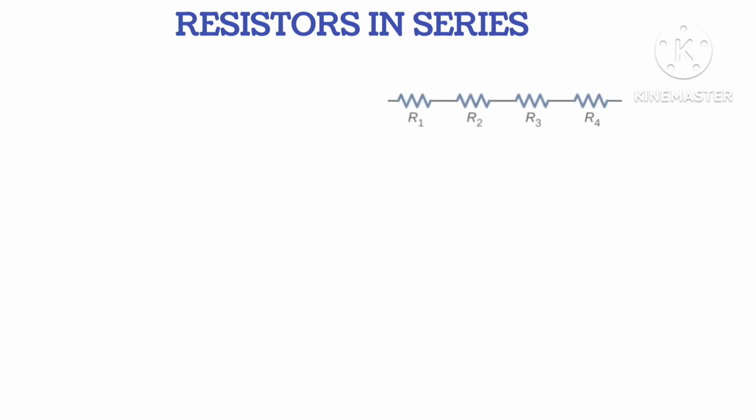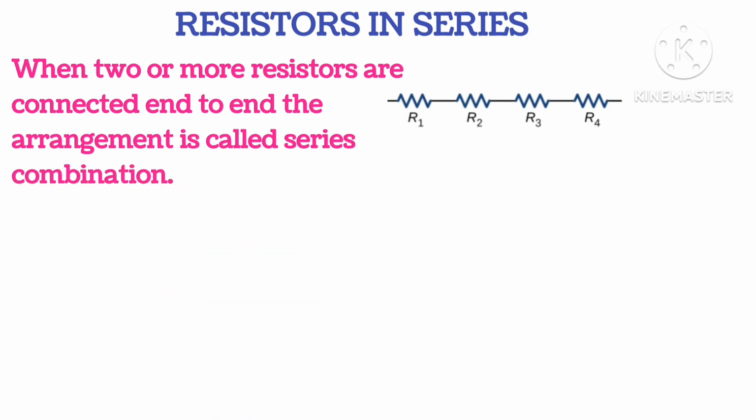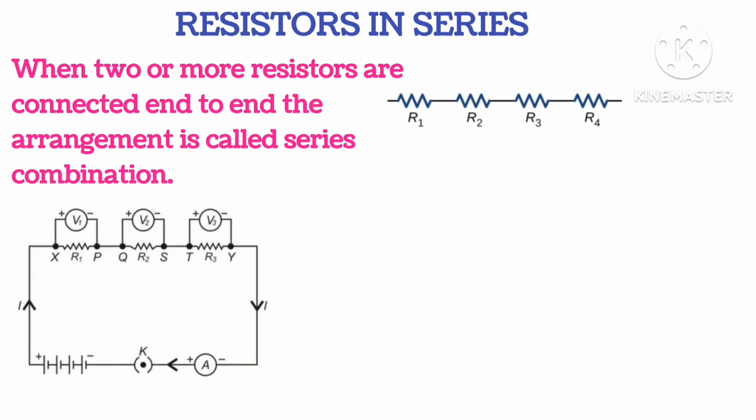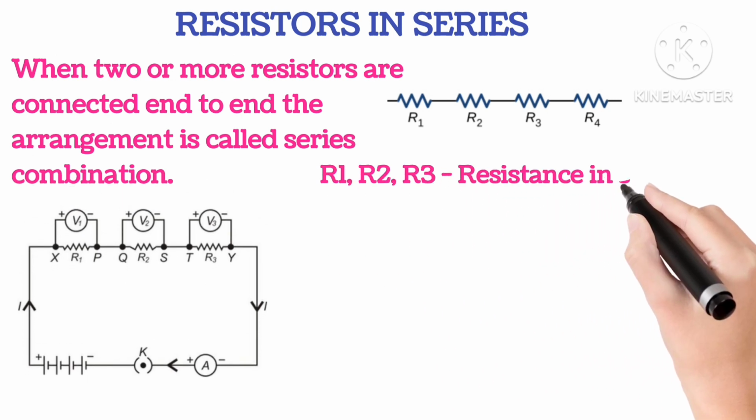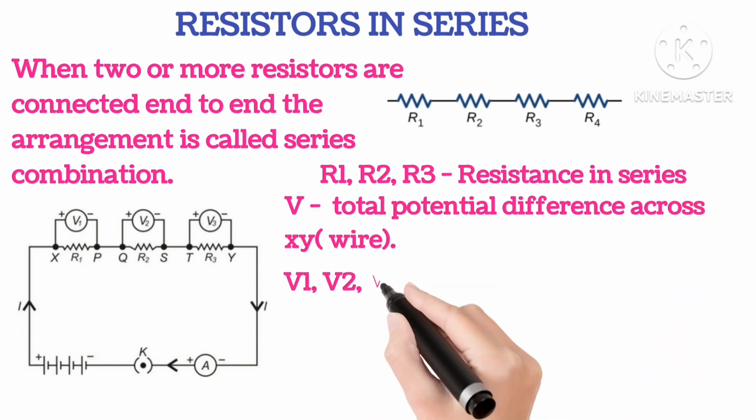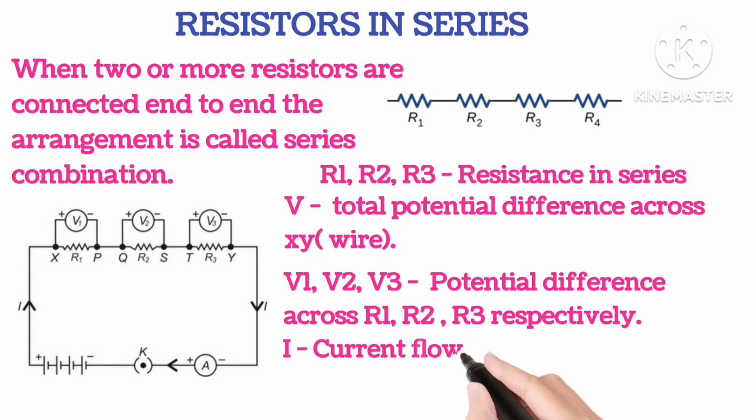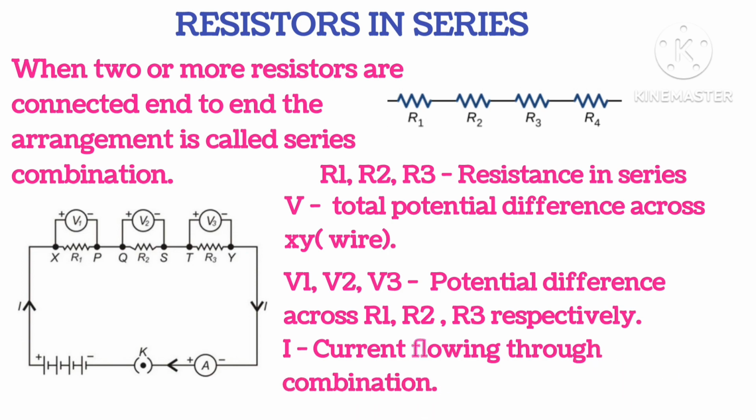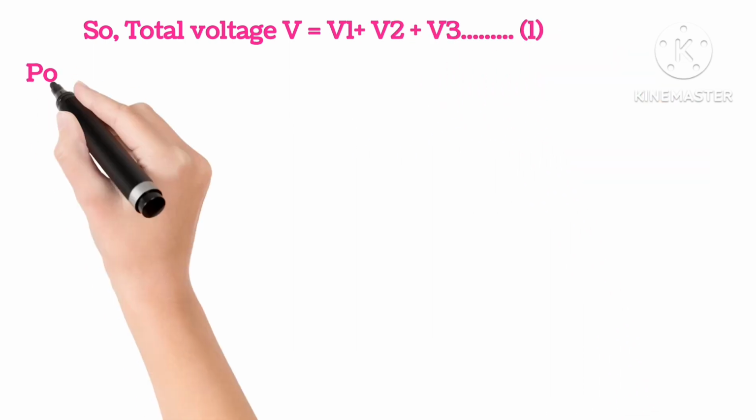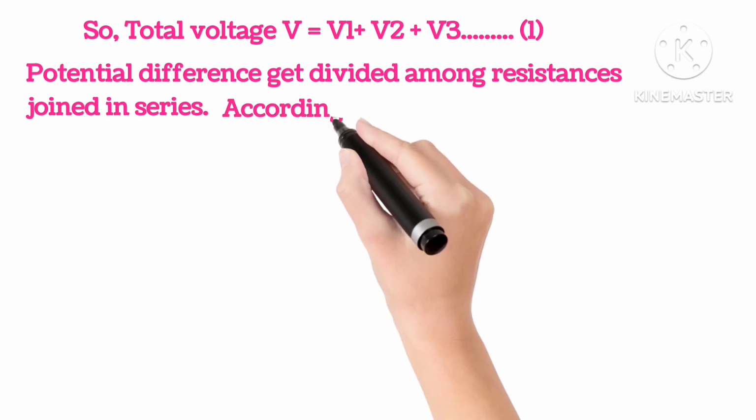Resistors in series. As you can see in the picture, when two or more resistors are connected end to end, the arrangement is called series combination. So here R1, R2, R3 are the resistances in series. V is the total potential difference across the wire XY. V1, V2, V3 are potential differences, and R1, R2, R3 are the resistances respectively, and I is the current flowing through them. So total voltage is V equal to V1 plus V2 plus V3. Potential difference is divided among the resistances joined in series.